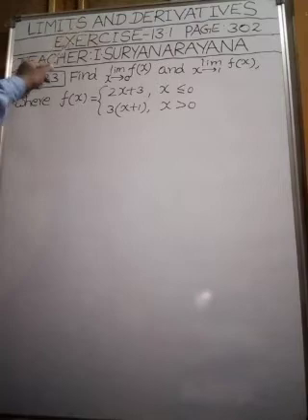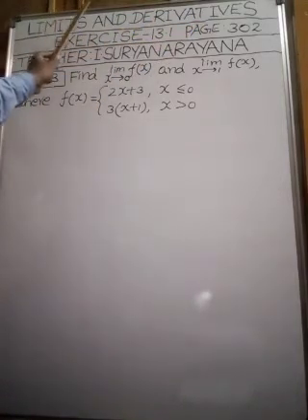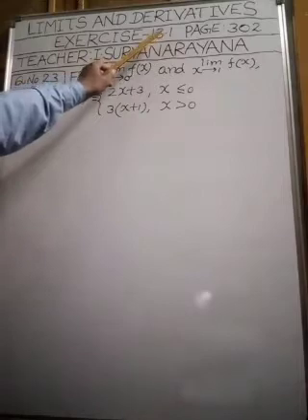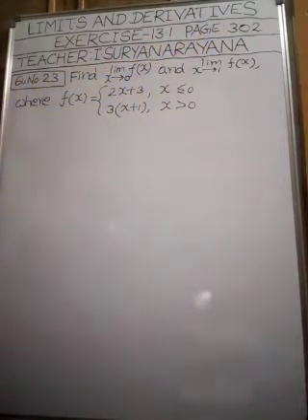Today we are going to discuss limits and derivatives. In this chapter we are going to discuss the sums in exercise 13.1, page number 302 in the textbook. We have already completed 22 questions so far in this exercise. Okay my children, now see question number 23. Are you ready to listen to the class, my dear children?